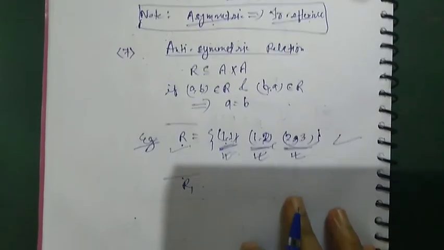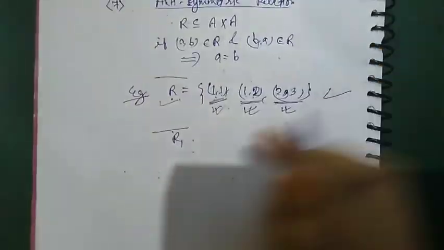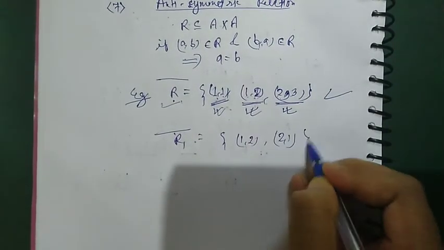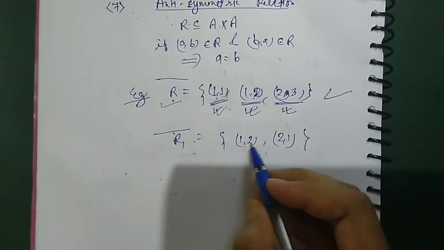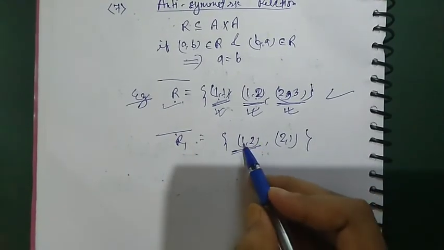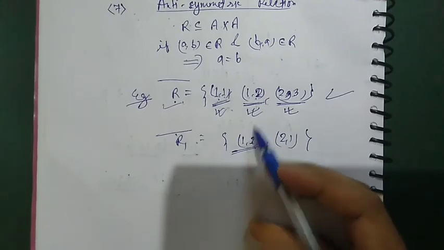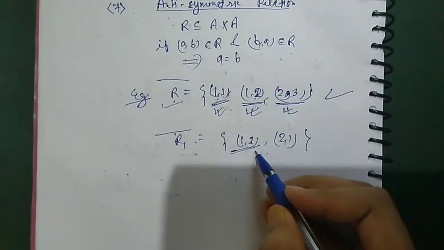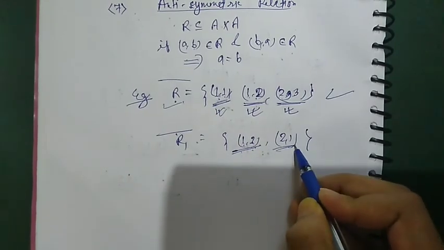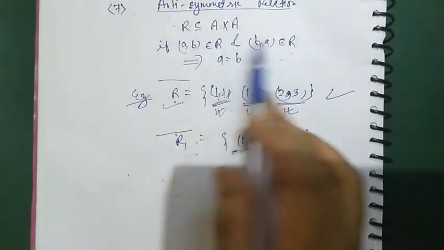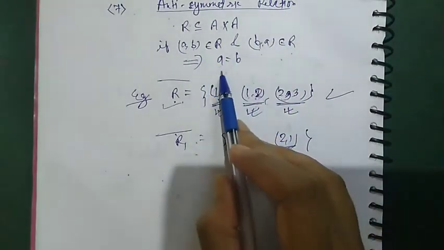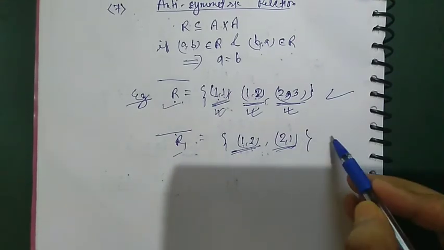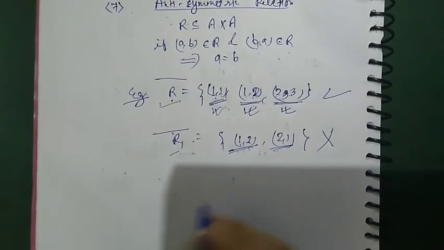Now we are taking some other relation R1 here, which is {(1, 2), (2, 1)}. First take the first ordered pair, which is 1 comma 2, and check whether the converse belongs to this relation or not. The converse of 1 comma 2 is 2 comma 1, which is here. So both relation conditions are satisfied, so both these coordinates must be equal, but here 1 doesn't equal 2, so this relation R1 is not an antisymmetric relation.